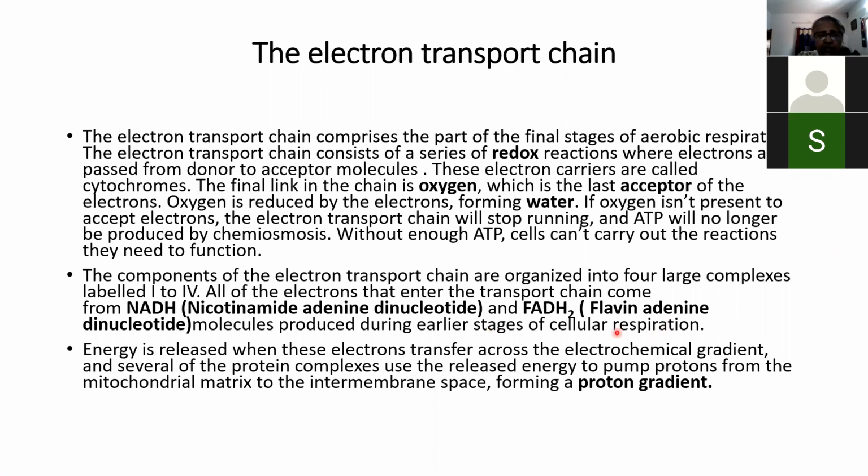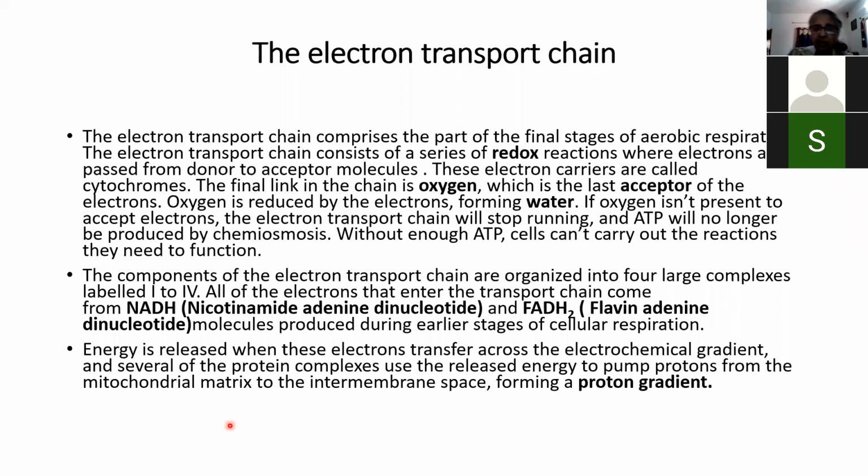So what happens is the energy that is released when these electrons transfer across these chains of the complexes 1 to 4, there will be an electrochemical gradient because the electron is moving. Remember, when electron is moving, there is electricity. So whenever there are mobile electrons, we'll always have a gradient. That is what we call the electrode potential.